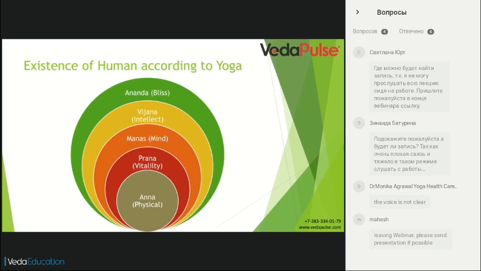And then we have the Vijnanamaya Kosha, which is the intellect part of us, which knows what is right and what is not.